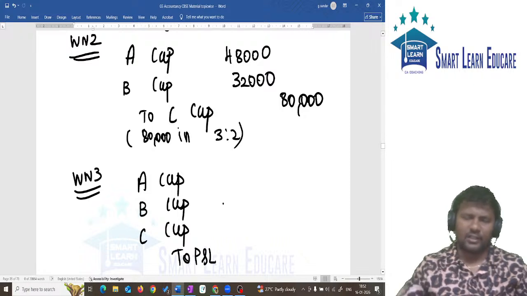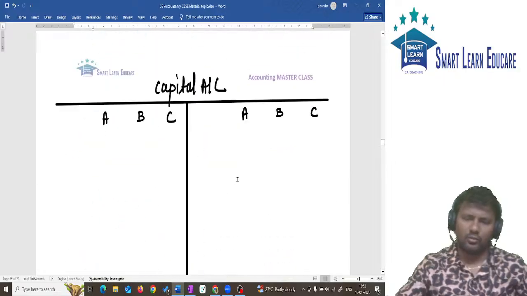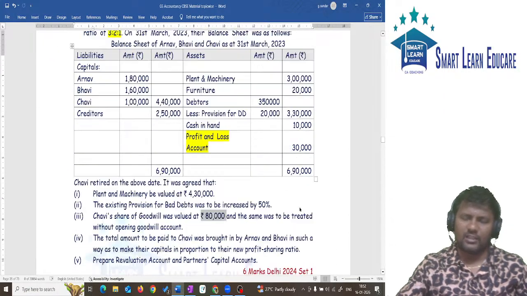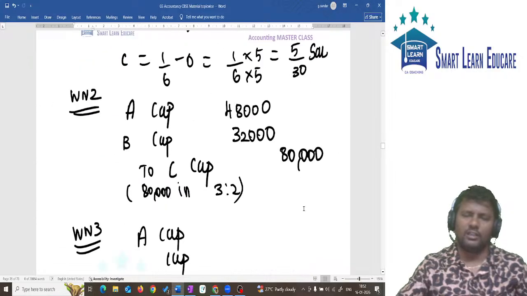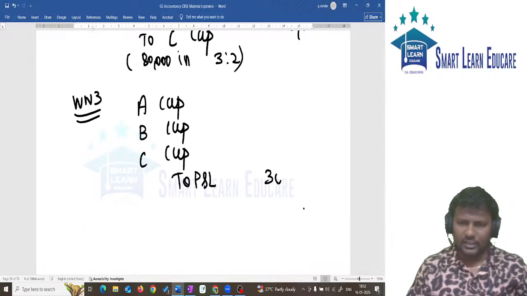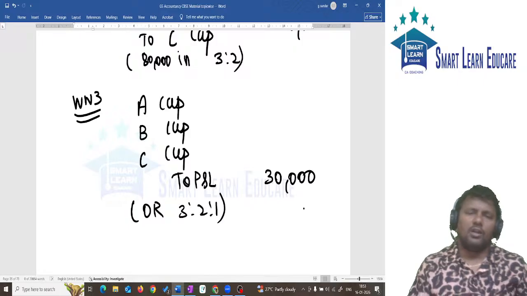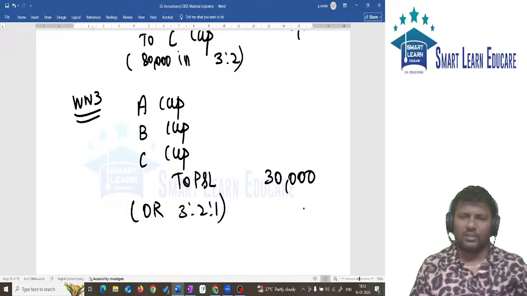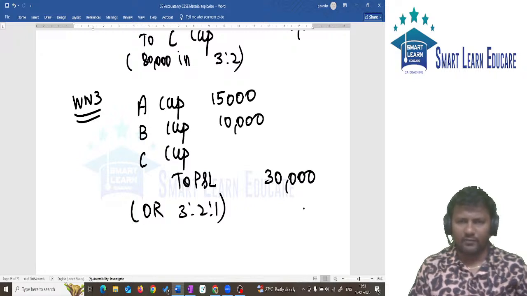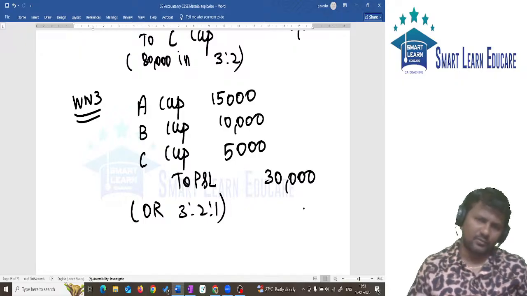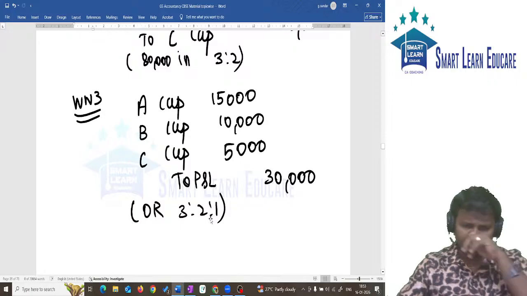What is the amount of the P&L debit balance? 30,000. So to P&L it is 30,000. This should be shared in the profit sharing ratio, the old ratio. What is the old ratio? 3:2:1. So if you share 30,000 in 3:2:1, 30,000 divided by 6 is 5,000. 5,000 into 3 is 15,000, 5,000 into 2 is 10,000, 5,000 into 1 is 5,000. So the journal entry is partners' capital accounts debit to P&L. So P&L is also transferred.